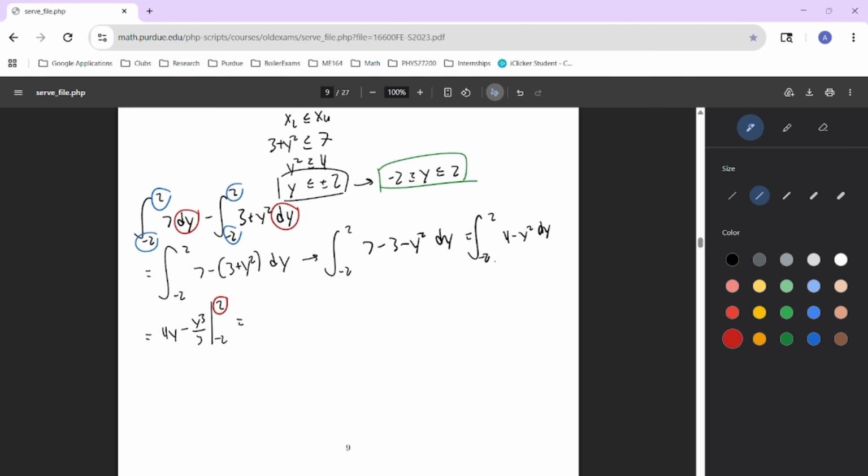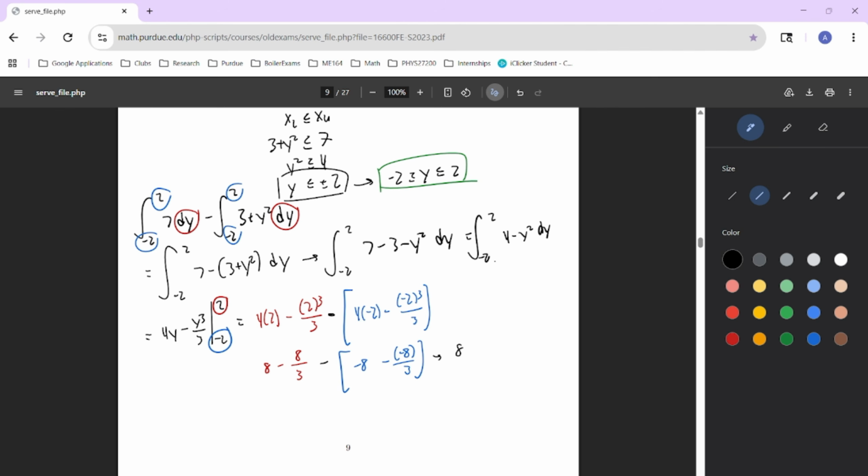I'll evaluate the upper value in red and the lower value in blue. This would become 4 times 2 minus 2 cubed over 3. And then, of course, you would subtract from that all of that, but with negative 2 plugged in instead. So 4 times negative 2 minus negative 2 cubed over 3 as such. This would become 8 minus 8 over 3. And this would become, in parentheses here, negative 8 minus negative 8 over 3.